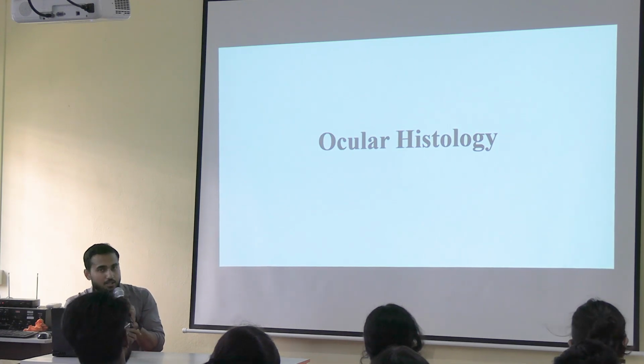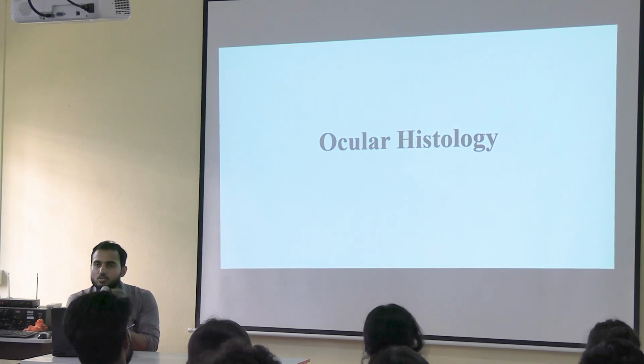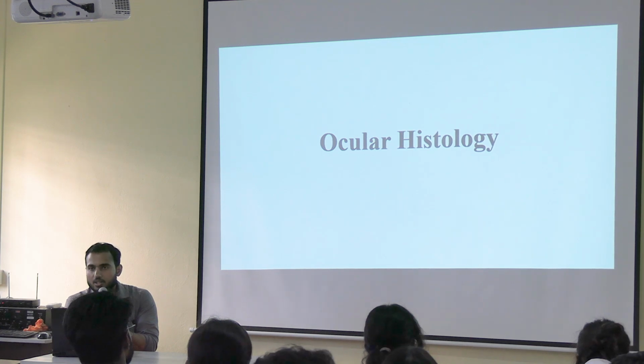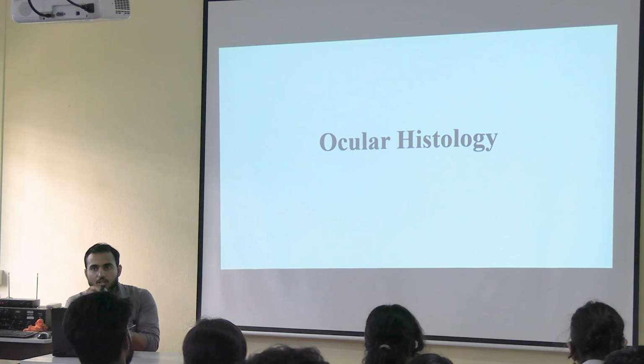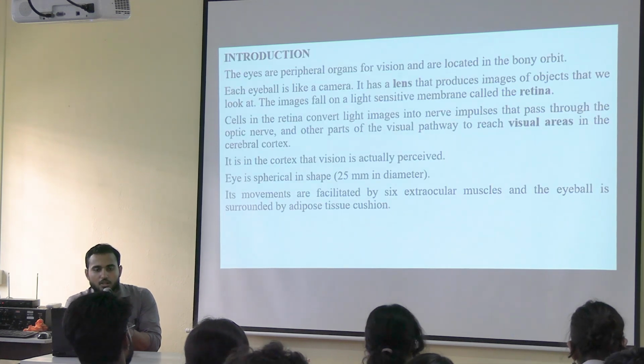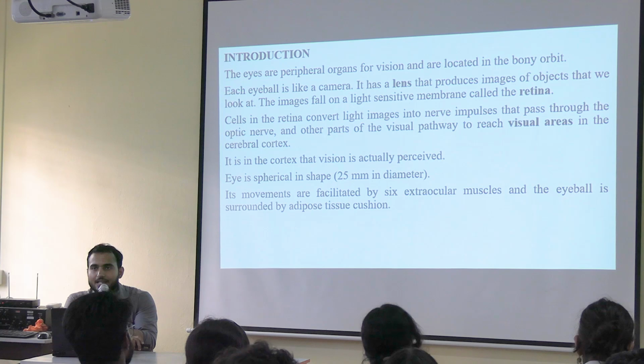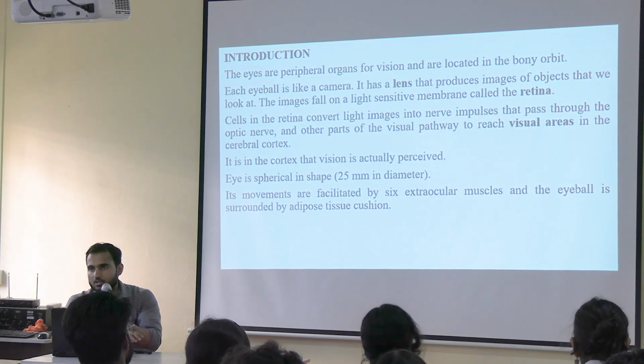So first we will start with the basic introduction. Directly I will not go into the histology, basic introduction, and along with that basic structure of the eyeball. After that I will go to the microscopic structure. Now you know that eyes are the peripheral organs of vision.